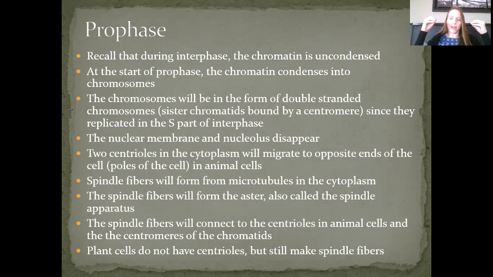You'll then get spindle fibers start to form from the microtubules in the cytoplasm. They'll form what's called a spindle apparatus. They're going to connect to the centrioles that are on the opposite sides of the cell, and then they'll also start to connect to the centromeres of the chromosomes. So the centromeres are the things that hold the 2 sister chromatids together. By the way, plant cells don't have centrioles, so this only happens in animal cells like this, but plant cells do still make spindle fibers and the spindle apparatus.